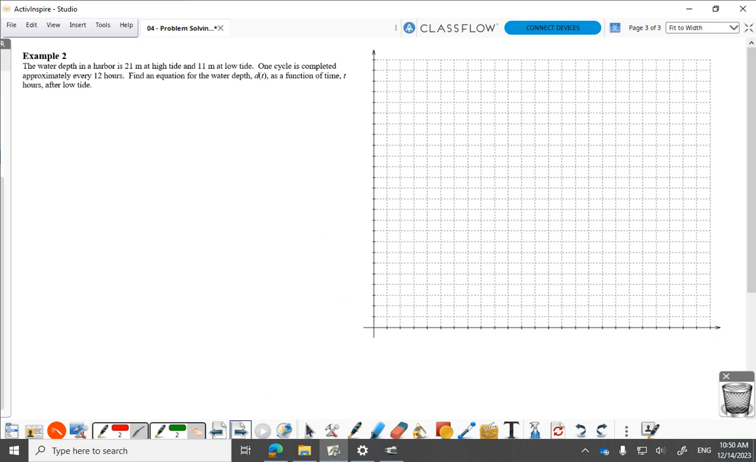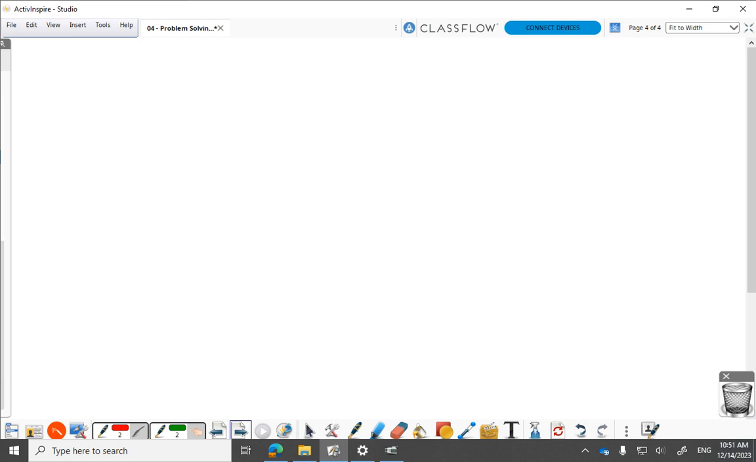And if you've fallen asleep, you better come back for just a second because I'm going to say something important here. This says the water depth in a harbor is 21 meters high at high tide and 11 meters at low tide. We live inland. Do you guys know what tides are? Happens a little bit at lakes, but it happens big time at oceans. Basically what's happening, I can't resist getting sidetracked a little bit. Here's basically what's happening.